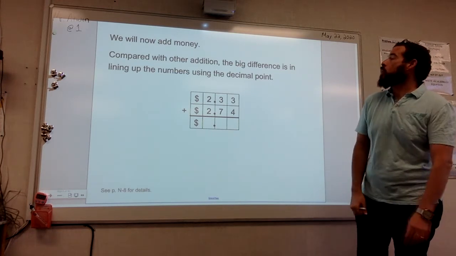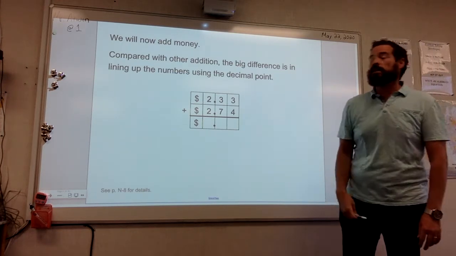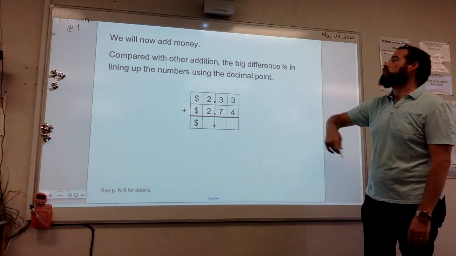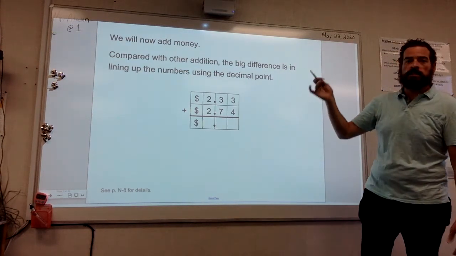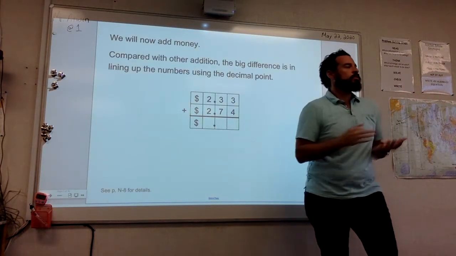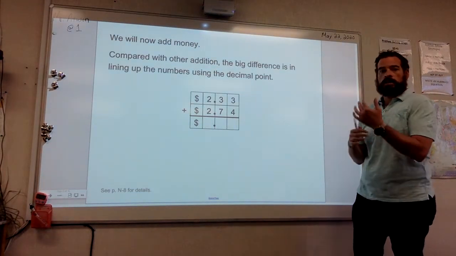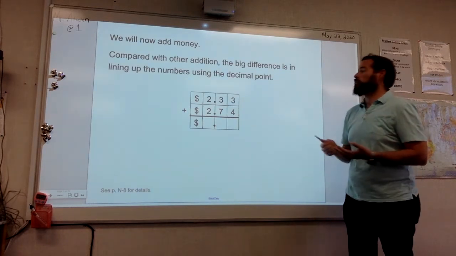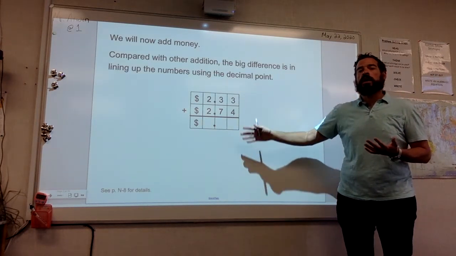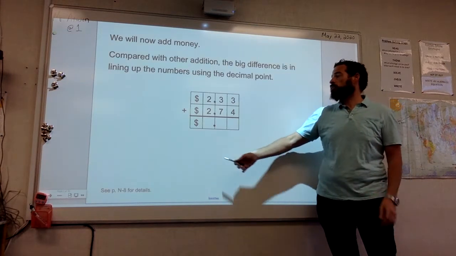So we're going to go ahead, do a sample here. And if you see the notes here, it just says the big difference is lining up the numbers using the decimal points. So that's the most important thing. If you don't have the decimal points lined up when you're adding or subtracting money, you're going to end up with the wrong answer. So as long as you have that lined up, you should be just fine.